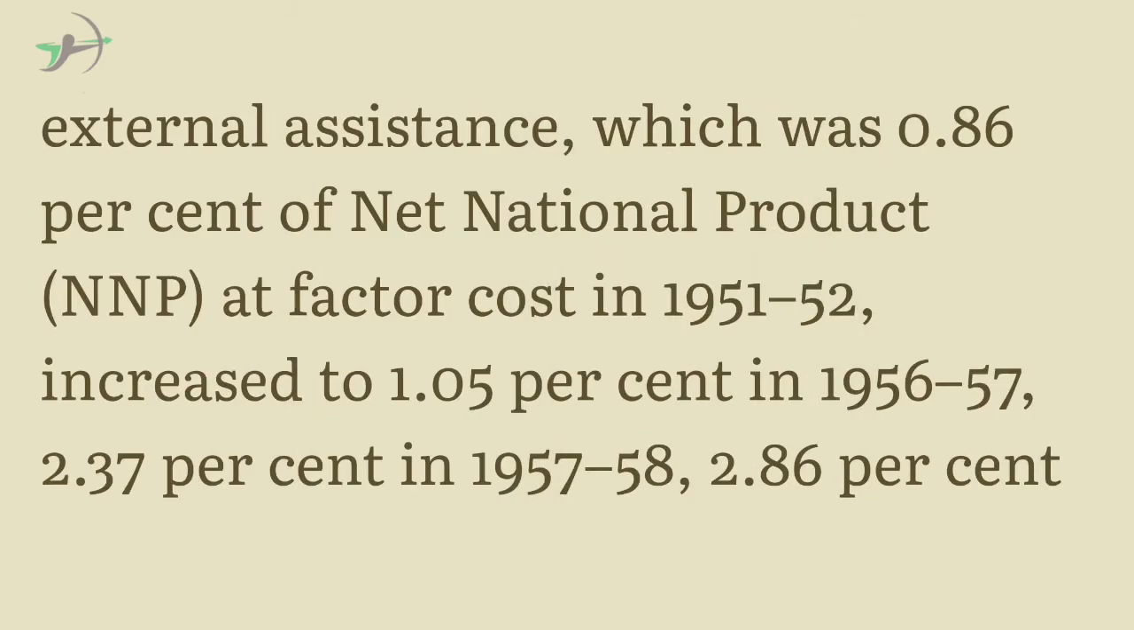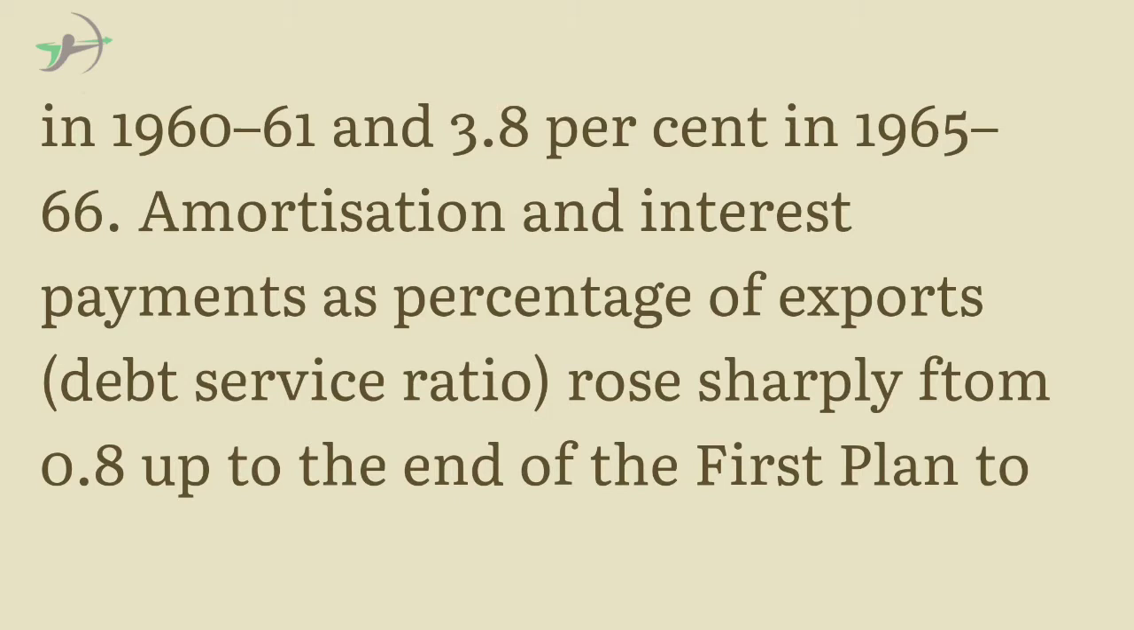Utilization of external assistance, which was 0.86% of net national product (NNP) at factor cost in 1951-52, increased to 1.05% in 1956-57, 2.37% in 1957-58, 2.86% in 1960-61, and 3.8% in 1965-66.